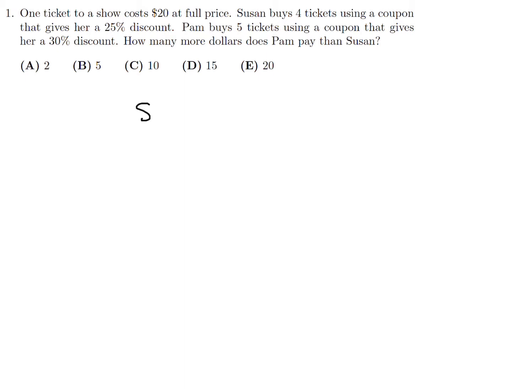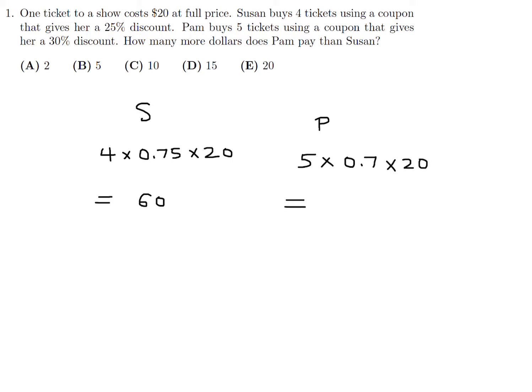So Susan is buying 4 tickets, and she's going to pay 75% of the price because her discount is 25%. And the ticket is $20. So she is paying a total of $60. Pam is buying 5 tickets, and she is going to pay 70% of the total price because her discount is 30%, and the ticket is the same price, $20. So she pays $70. How many more dollars does Pam pay than Susan? Well, it looks like $10. So number 1, the answer is C.